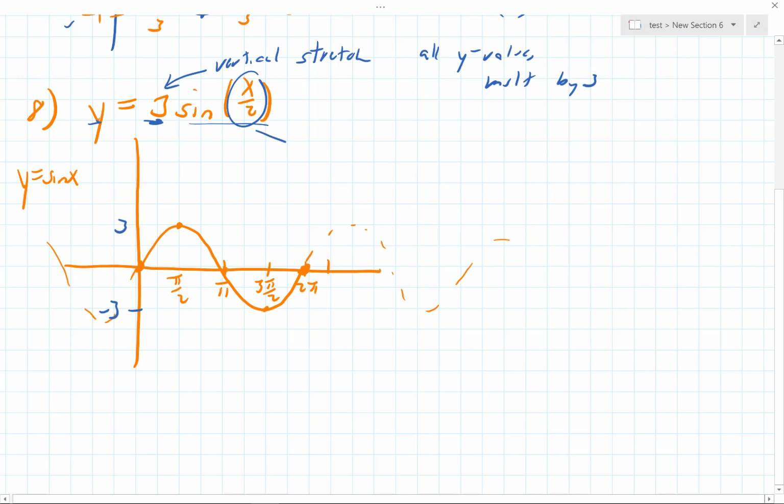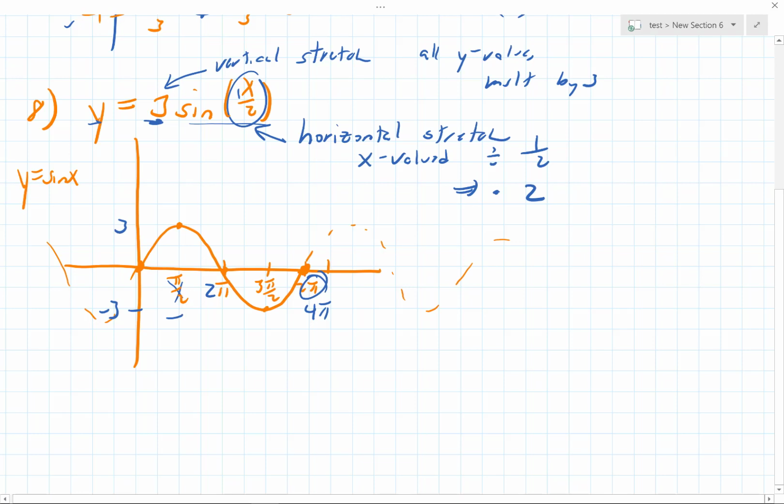And then here, just like the last one, this is going to affect the x's because it's grouped in with the x's, and it's going to be a horizontal stretch. All the x values are going to be divided, because it's the opposite of what you expect. It's divided by a half, right? It looks like it's multiplying by a half. It's dividing by a half, which means that it's multiplying by 2. So now the period, instead of being 2 pi, is going to be 4 pi. So on this, we can just multiply everybody by 2 and graph by changing the numbers around.